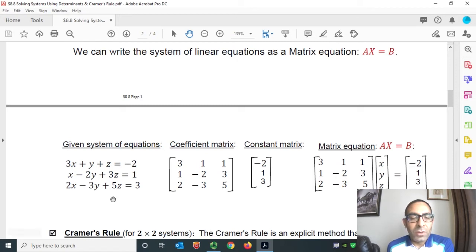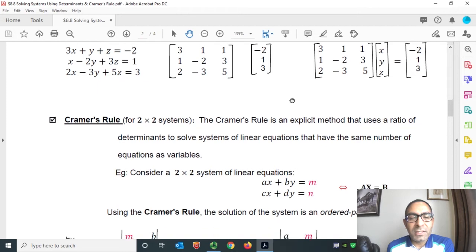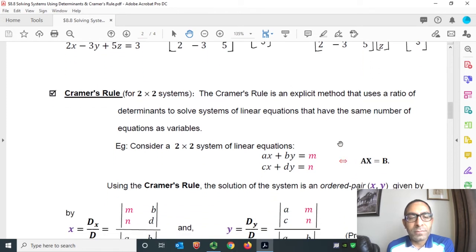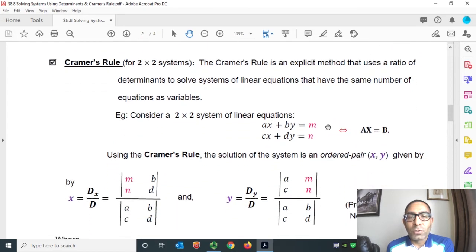Great. So we can convert the given system of equations into the matrix equation of the form Ax equals B. Awesome. Now let's move on. Next, let's talk about Cramer's rule. First, Cramer's rule for 2 by 2 systems.